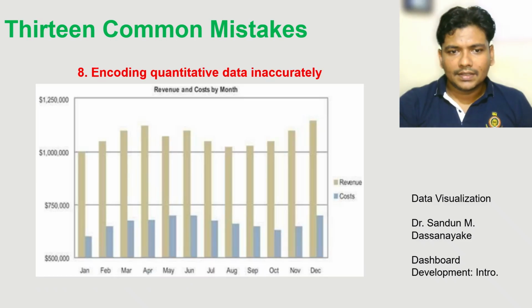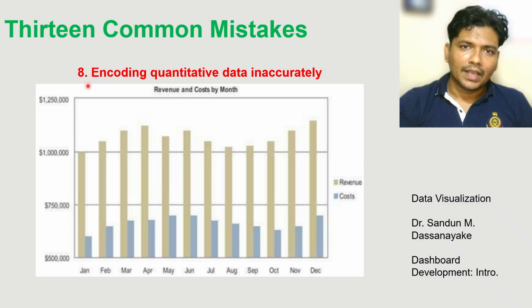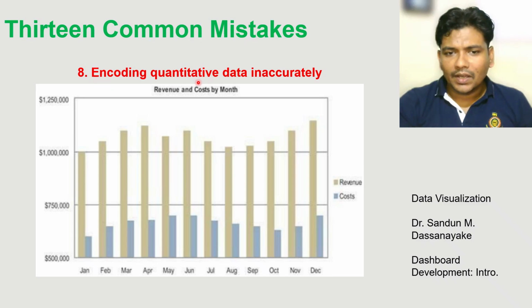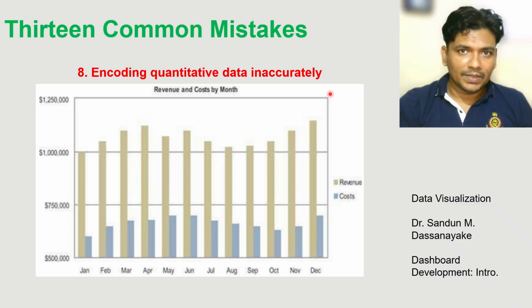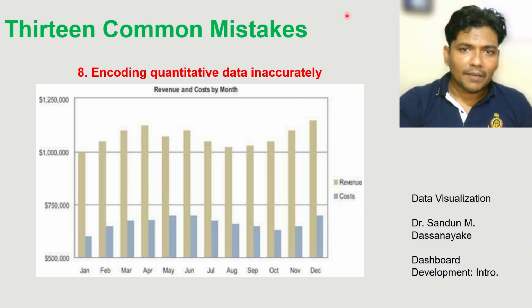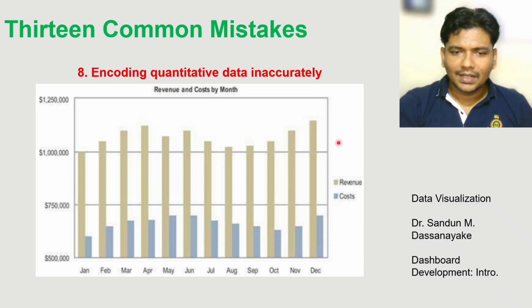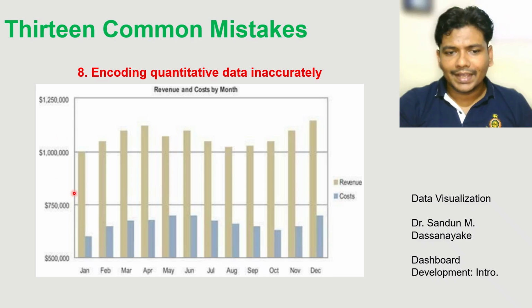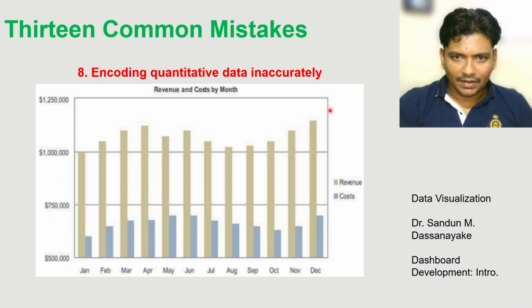Now let's look at the eighth mistake that people make in developing dashboards: encoding quantitative data inaccurately. I'll give you a few moments to think about why this chart is showing like this and what the mistake is. Sometimes graphs showing numbers are designed in ways that give the wrong impression. For example, in this figure, the vertical scale was set incorrectly for a bar graph.